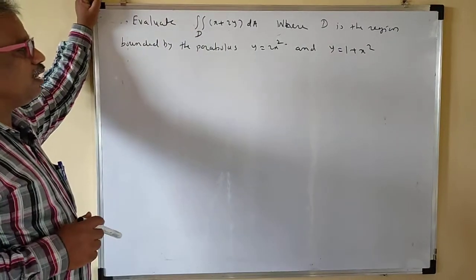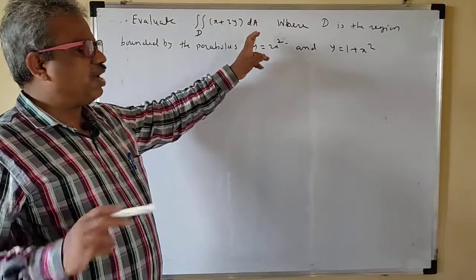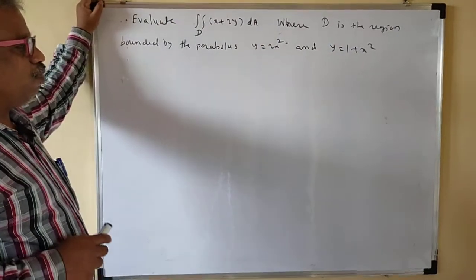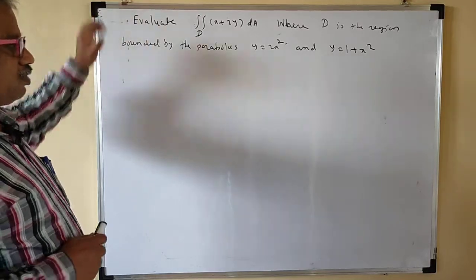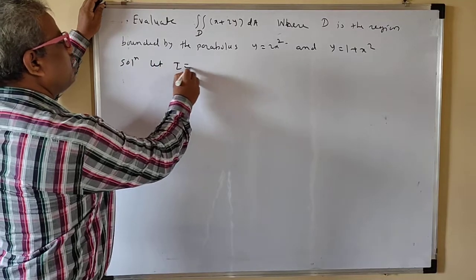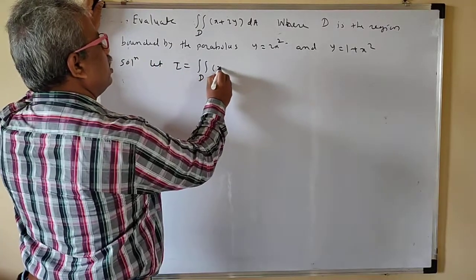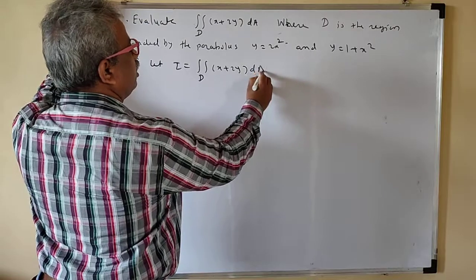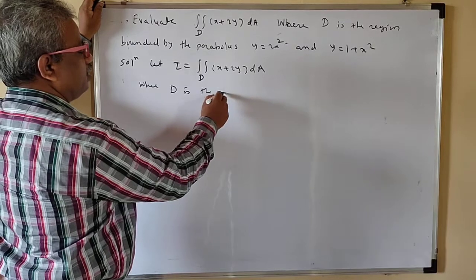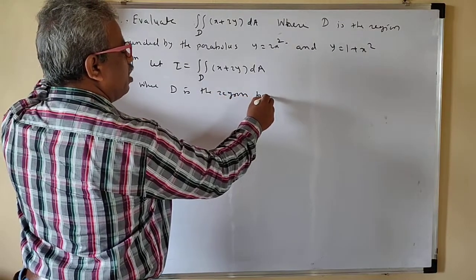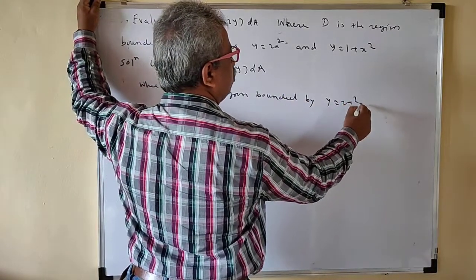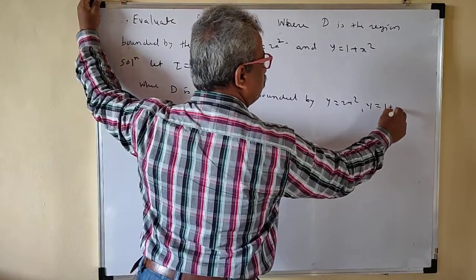You have the integral over D of (x + 2y) dx dy, where D is the region bounded by the parabolas y = 2x² and y = 1 + x². Okay, so now the solution. Let I equal the double integral over D of (x + 2y) dA, where D is the region bounded by the curves y = 2x² and y = 1 + x².